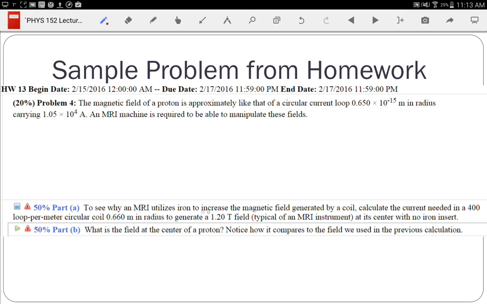One is an MRI, which has 400 loops per meter. That is, n is equal to 400. It said loops, I said turns. I'll put what it said. And it has a coil of radius equal to 0.660 meters, and the magnetic field is equal to 1.20 Teslas. And then it asks us to find, doesn't it say to find the current? Yeah, calculate the current.